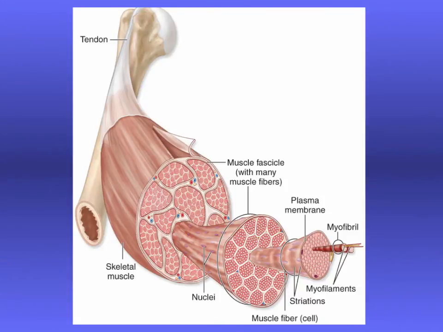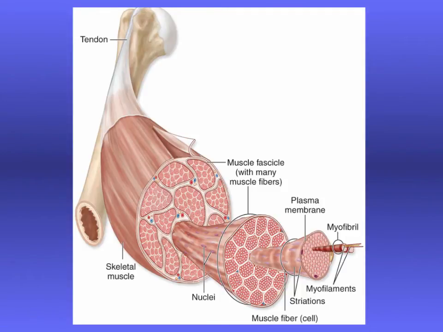So again, here's our overall structure. We have the muscle itself, we have a tendon back here, and all the way in the background we have a bone, and that's what's actually going to be moved once this muscle contracts. The muscle again is made up of fascicles. Each fascicle consists of many, many muscle fibers. Each muscle fiber is made up of myofibrils. Myofibrils then are in turn made up of myofilaments, which can be both thick and thin filaments.